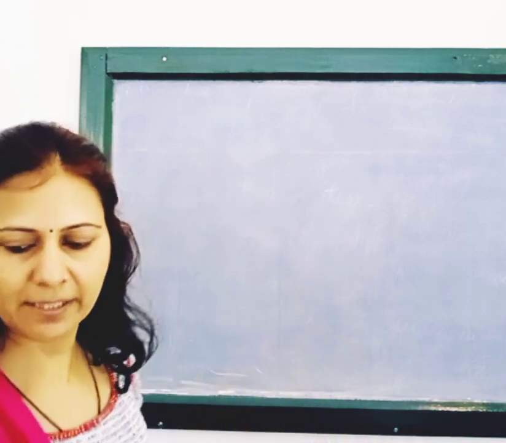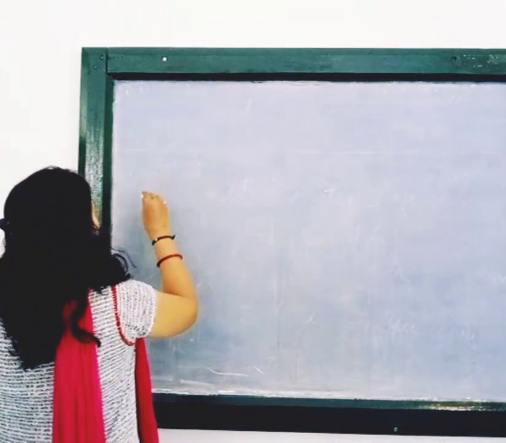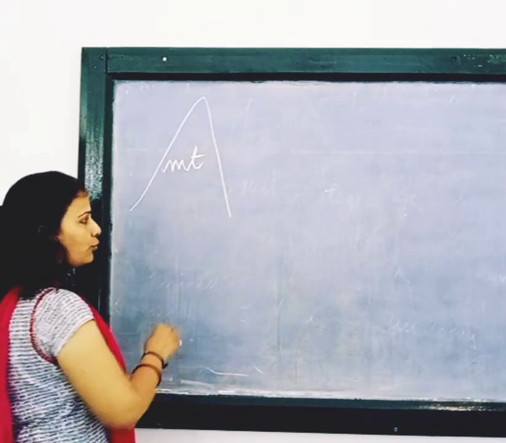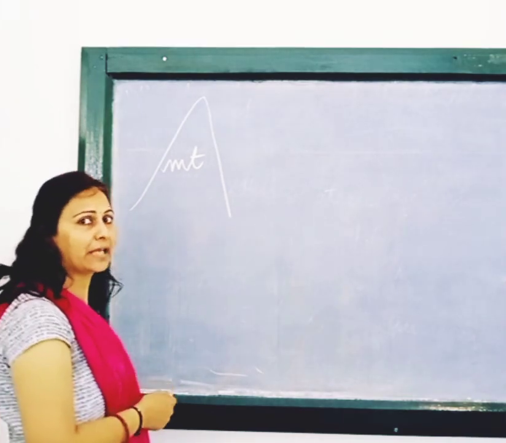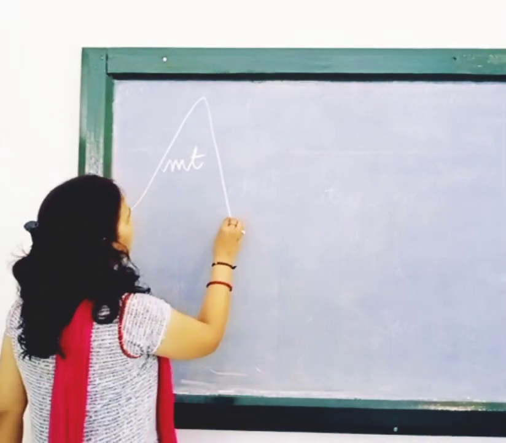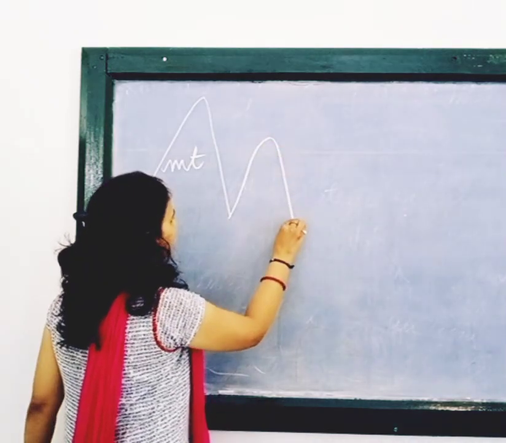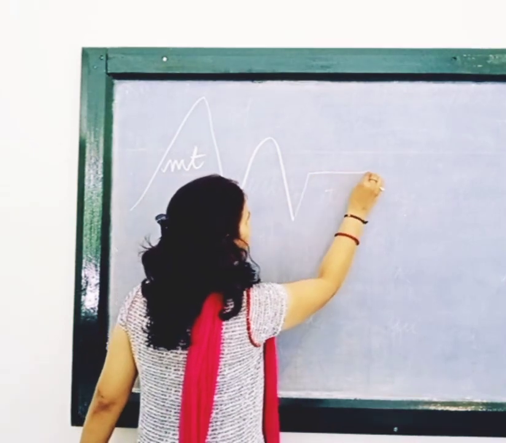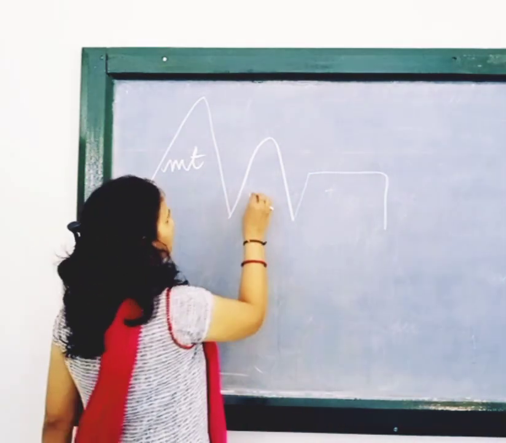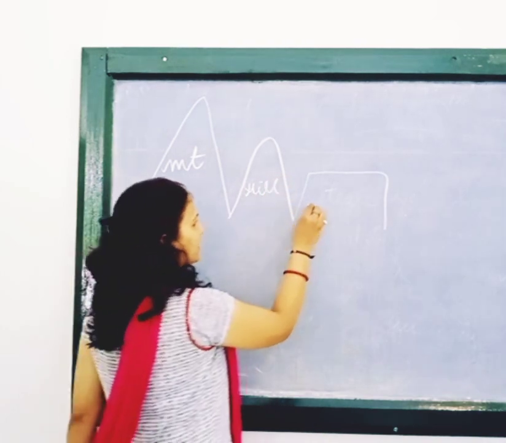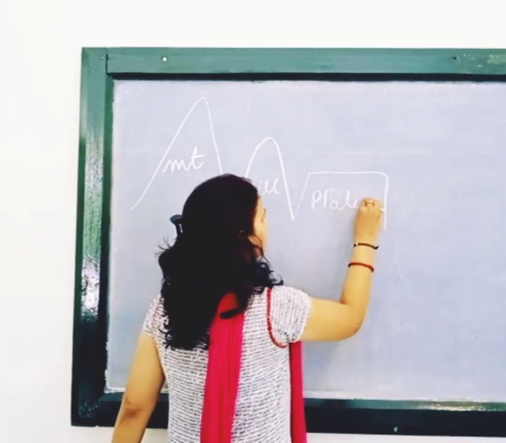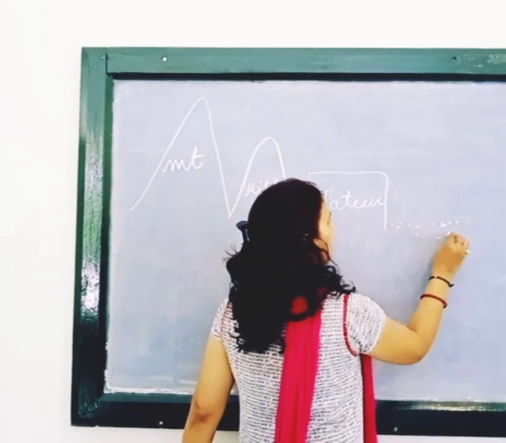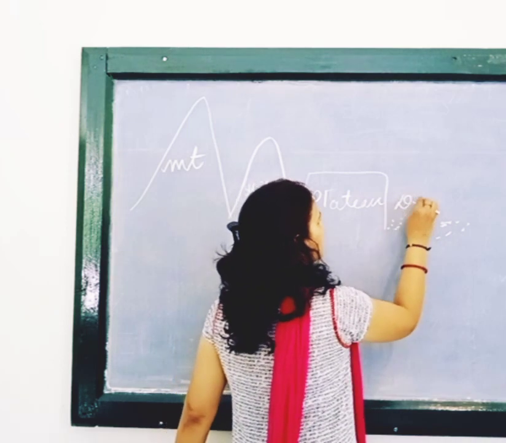Now look once here. This is a mountain, which has a height of more than 3000 meters. Now this is the diagram of the hill. This is the hill. Now this is the plateau. So here I am writing: it is a hill, it is a plateau, right? And this is the desert region. This is the desert.